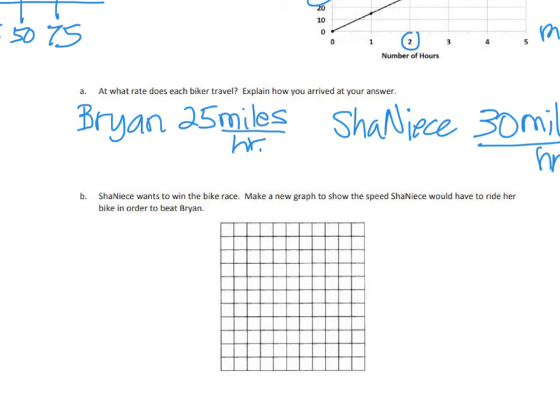So I need to go number of hours, and then I'm also going to go over here, number of miles, okay? And this is just hours versus miles. You should always have a label for your graph. So we've got our 0, 0 right here at this corner, right? And this is our x-axis, our y-axis.